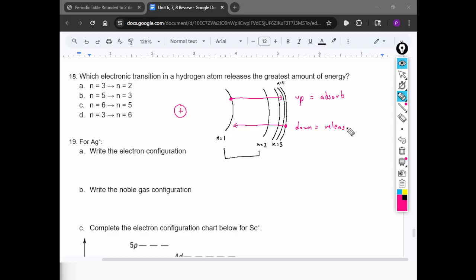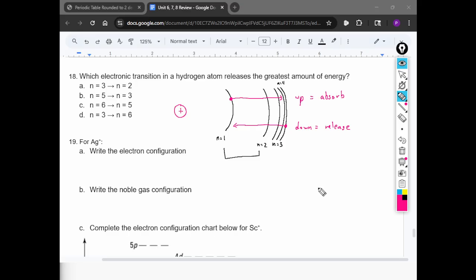Okay, so that is an important thing to keep in mind as well. First is the distance. 1 and 2 is the biggest distance, and as you go up, it gets closer and closer. If you go up in energy levels, the electron has to absorb energy because it's going from low to high. And when it's going from high to low, it releases energy.